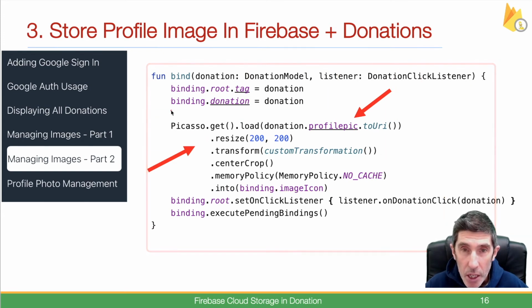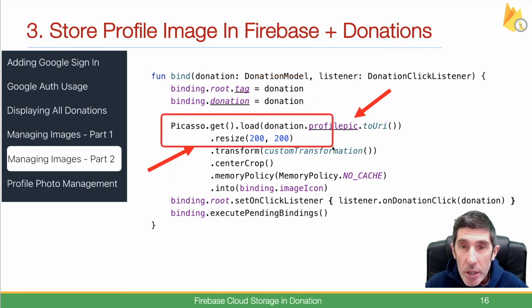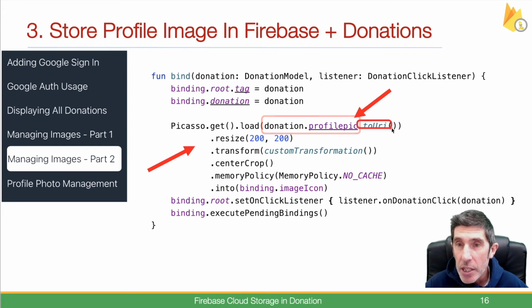Okay, so each time we load a row, inside our bind function, as well as assigning the donation using our view binding, here we are using Picasso, getting the donation's profile pic, converting it to a URI and passing that into the image icon. So this is the little code snippet that you will see in the changes that you will need to make inside your adapter to load up and assign an image to each donation that's added in your report.